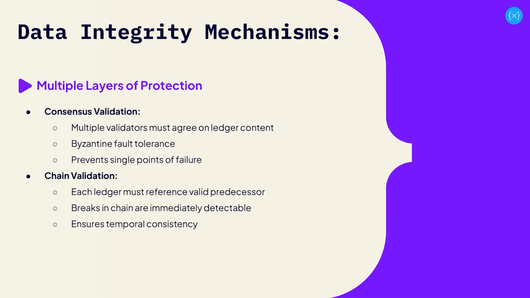Third, we have consensus validation. So multiple validators must agree on the ledger content. This solves the Byzantine fault tolerance problem and prevents single points of failure. And finally, we have chain validation. So each ledger must reference a valid predecessor. Breaks in the chain are immediately detectable, which ensures temporal consistency.